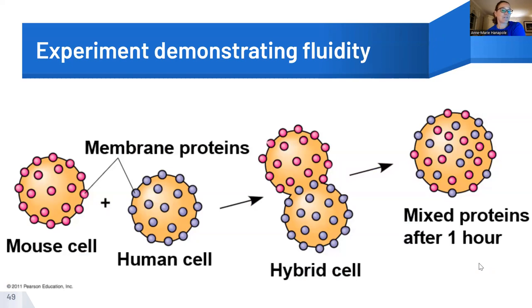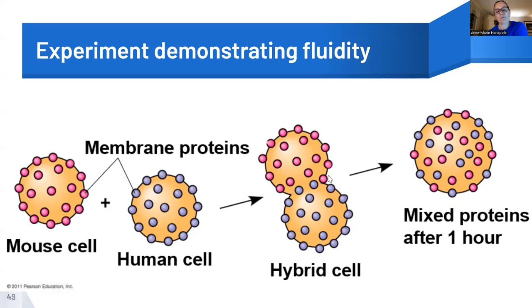And scientists, of course, have tested this. In an experiment, they've taken a mouse cell that has obviously mouse proteins embedded in that membrane, and you can merge that membrane with another cell. They've merged it with a human cell, which obviously has human proteins in it.